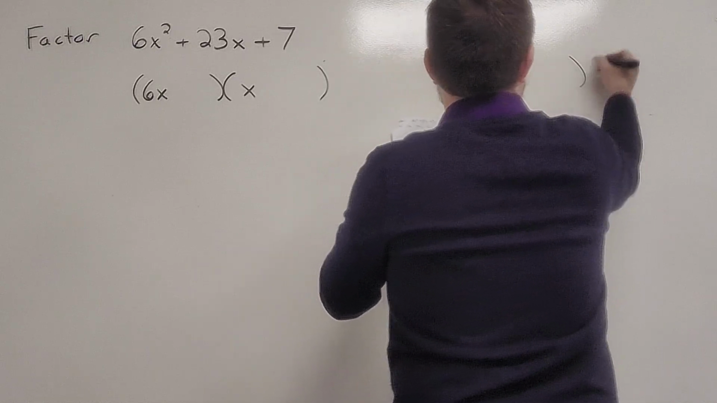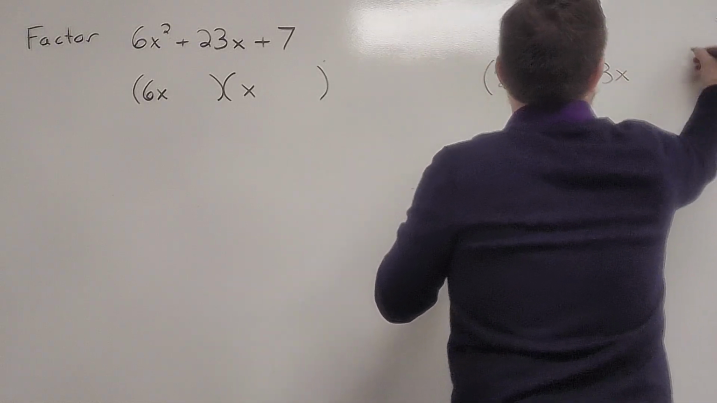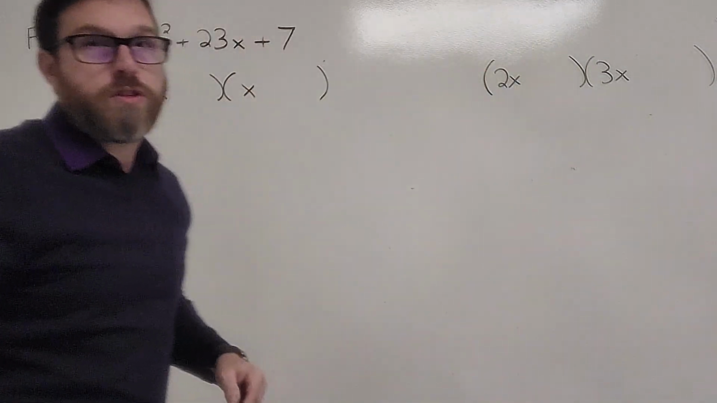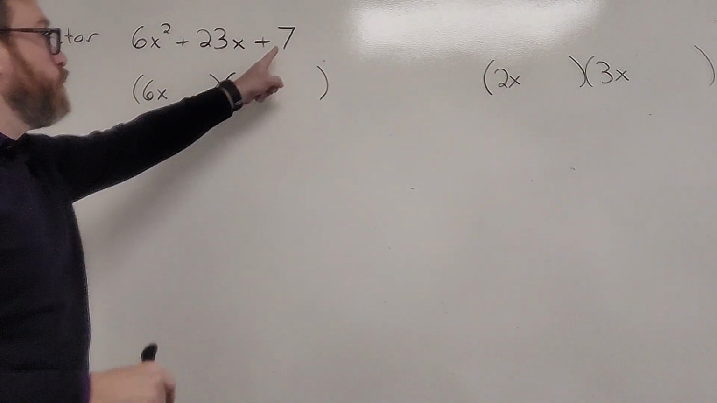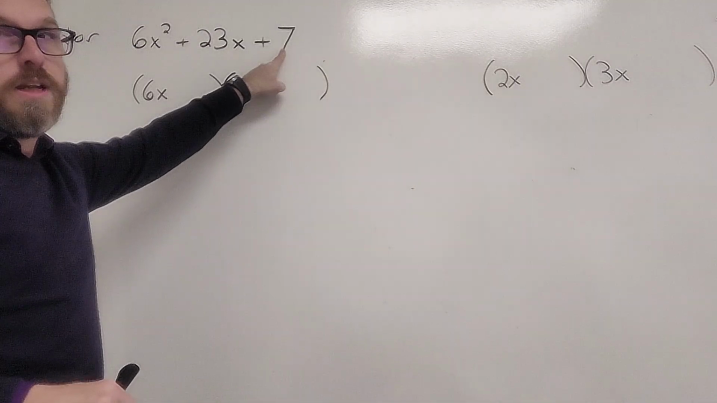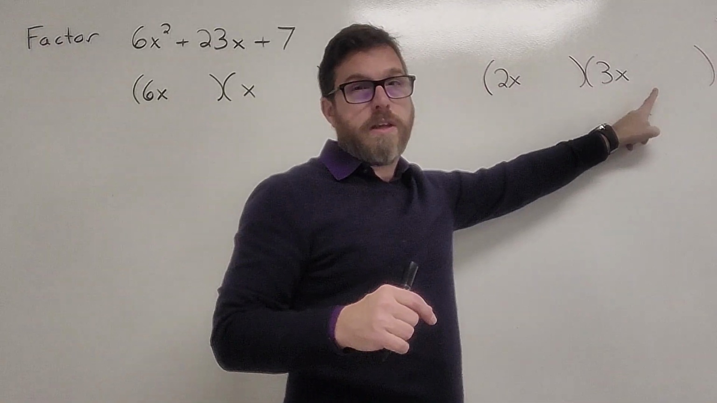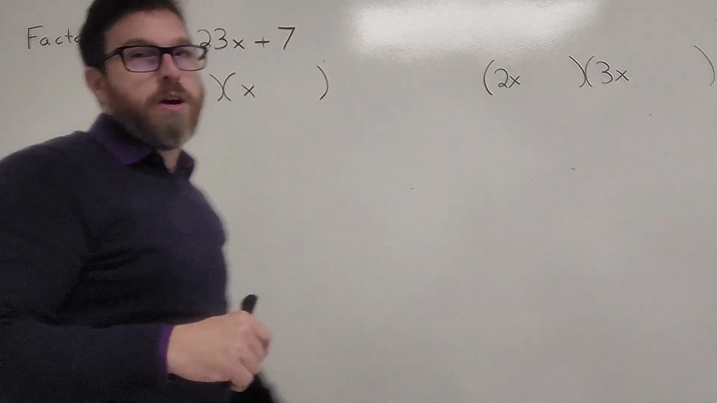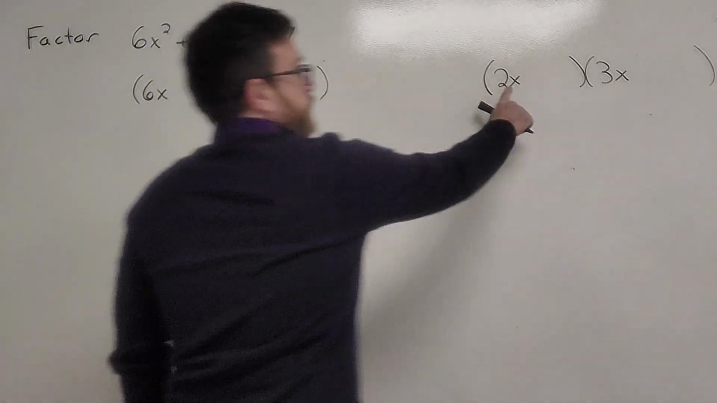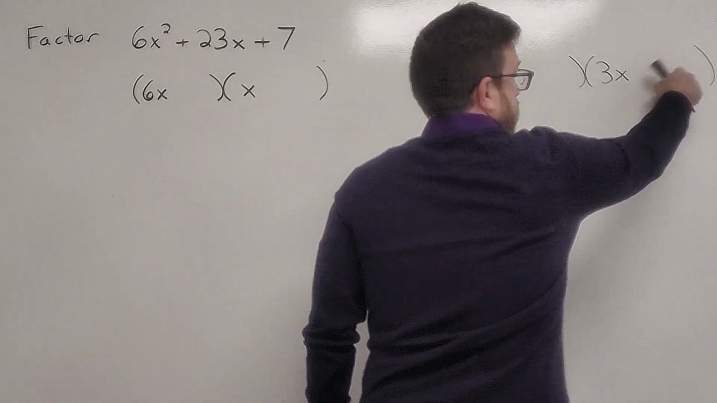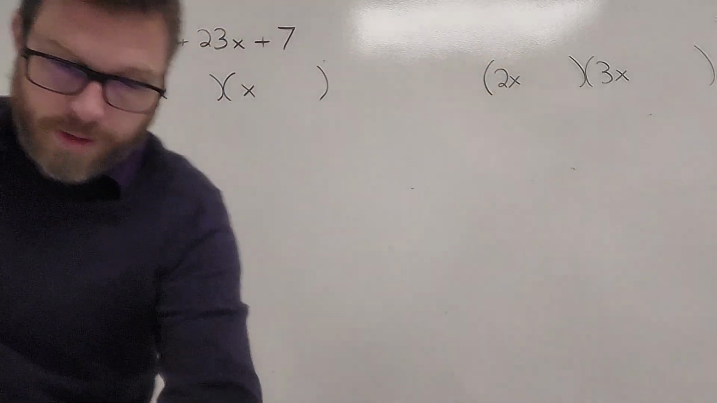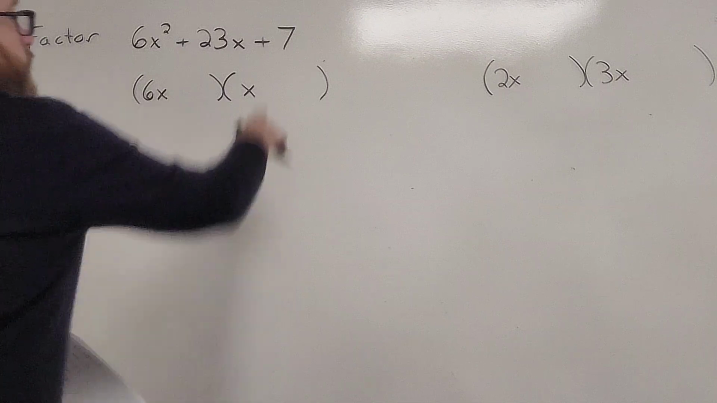Or we could have a 2x and a 3x. Now again, the order of the firsts doesn't matter because I'm going to be switching orders of whatever multiplies to become this positive 7. So if you wrote the 3x first and the 2x second, you'll still get the same two binomials. Whatever is paired with this 2 is going to be the same number that whatever is paired with this 3 would affect our answer. Okay, so now what we need is we're going to need factors of 7.